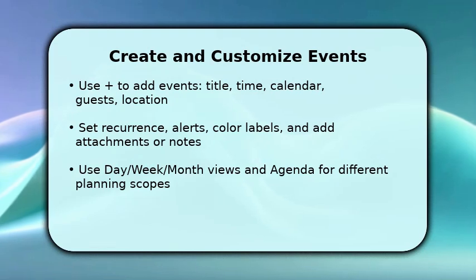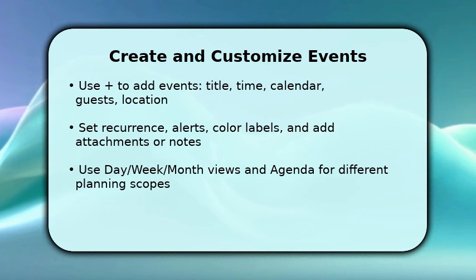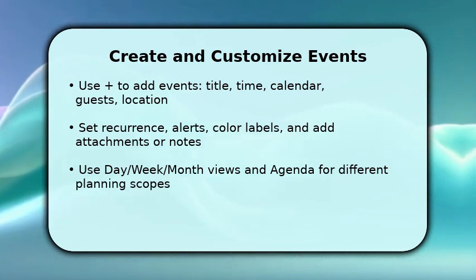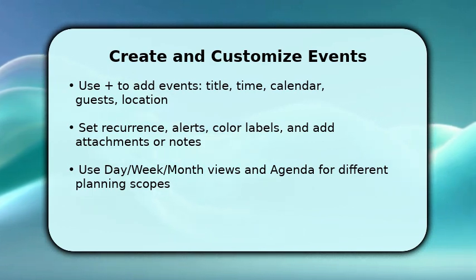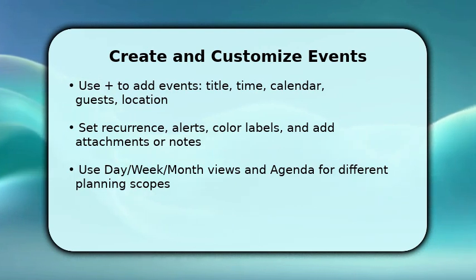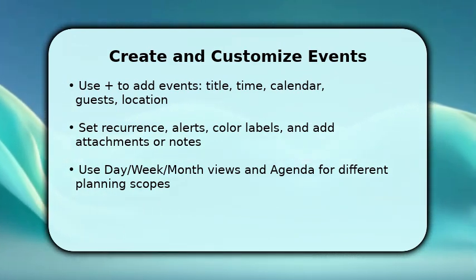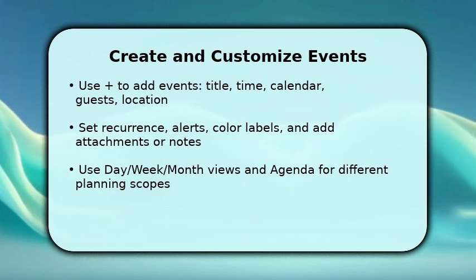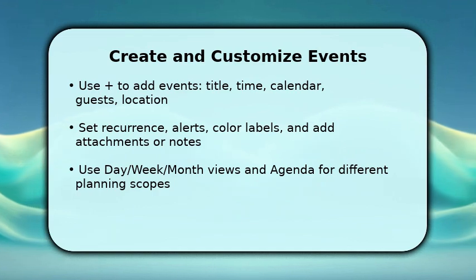Next, you'll learn to create detailed events and tailor them. Tap plus and add a clear title, choose the calendar, invite guests, and enter the location. Use Map Autofill for accuracy. Set recurrence rules for repeating events, then add alerts, primary and secondary, so you get reminders. Use color labels to visually separate work and personal items. Attach files or notes for context. Switch between day, week, or month views to verify spacing and avoid conflicts, making planning faster and clearer.